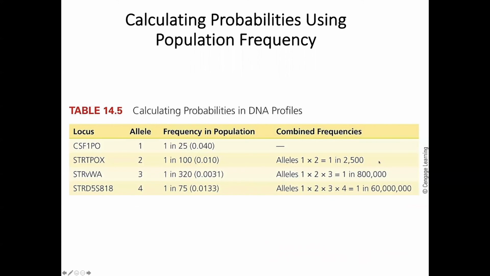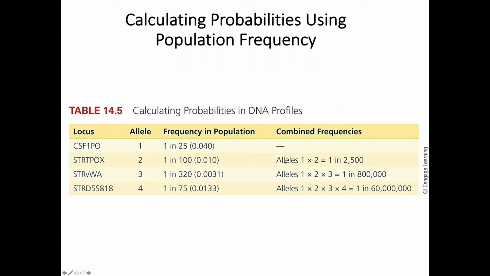So some of you may ask, is this a reliable technology? This is calculating probability in the DNA profiles. For example, CSF1PO has 25 different patterns in the population, and the probability of matching one specific pattern is 1 out of 25. Similarly, the STR TPOX has 100 different patterns in the whole population. Therefore, the probability of matching one specific pattern is 1 out of 100, all right?